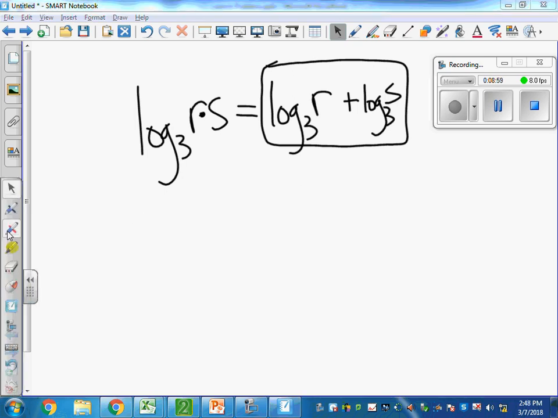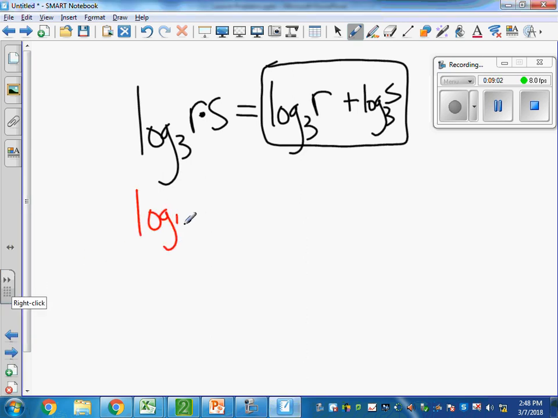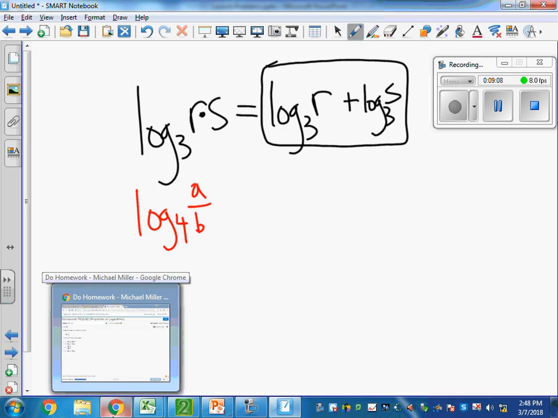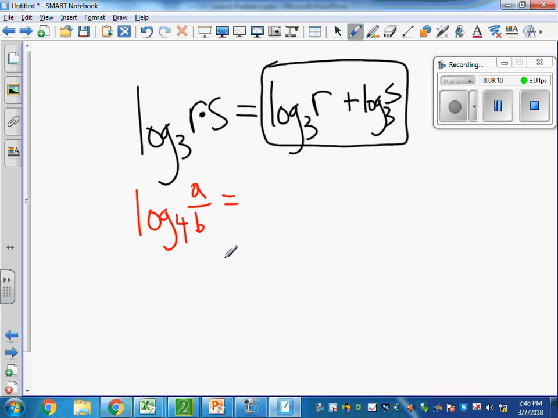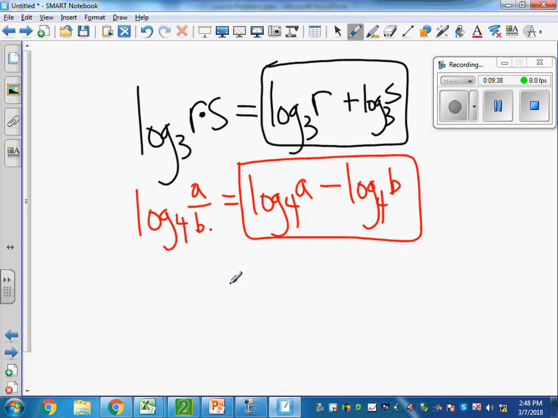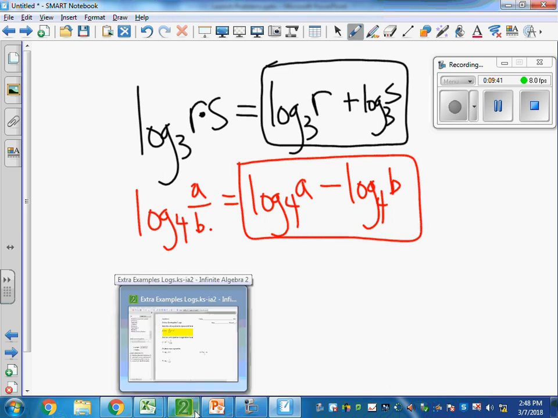Let me do this one in red. Okay, log base 4 of A over B. Okay, so this is a division problem, and division means difference. Difference means to subtract. So log base 4 of A over B is going to be the log of the top thing minus the log of the bottom thing. So we have log base 4 of A minus log base 4 of B. Finito.